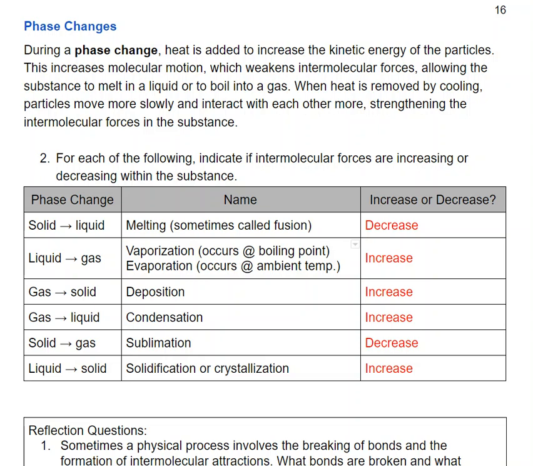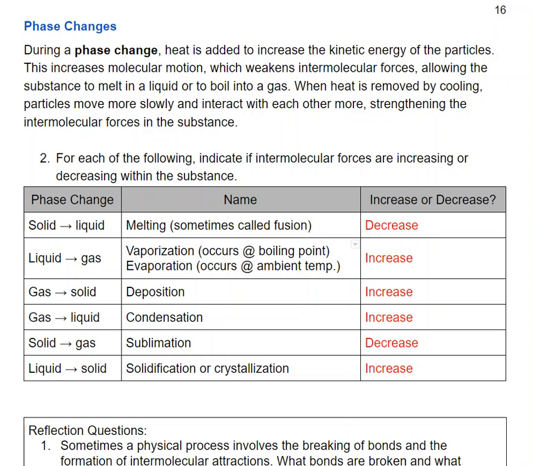So for each of these, we want to indicate if intermolecular forces are getting stronger or weaker, increasing or decreasing for each of these phase changes. So solid to liquid is melting, sometimes called fusion, and that is a decrease in intermolecular forces. We have to weaken those attractions so that our solid can become a liquid.